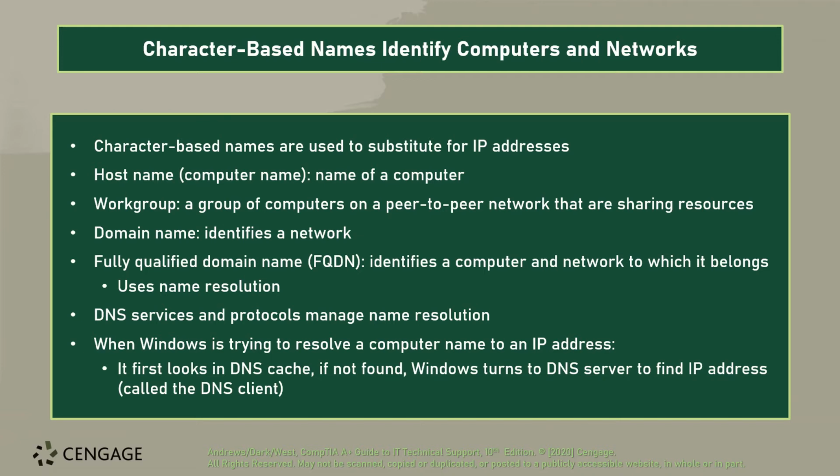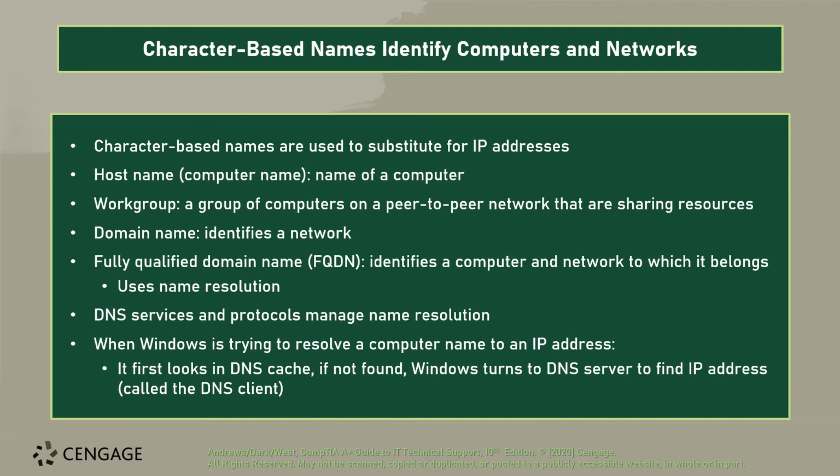A domain name that is fully qualified will also identify the computer and network to which it belongs. This is quite closely related to something like CNN.com or Craigslist.org. These are fully qualified domain names that identify a source domain with a top-level domain, a TLD, at the end. DNS services and protocols help handle that name resolution process, being able to move from IP to a recognizable character-based name.